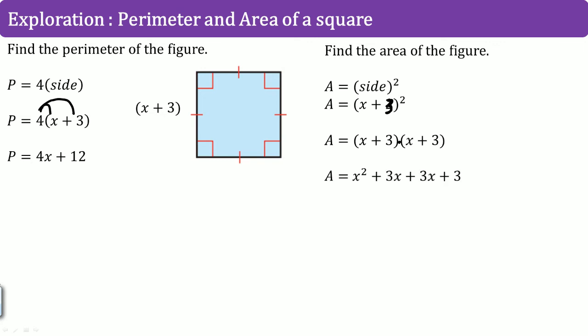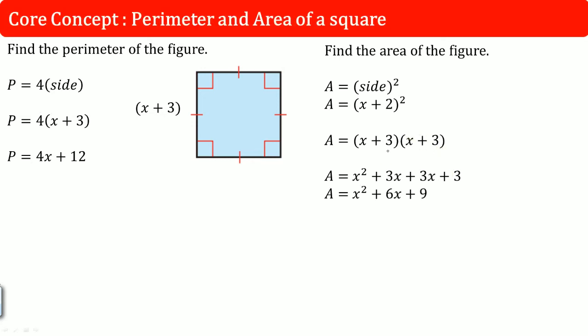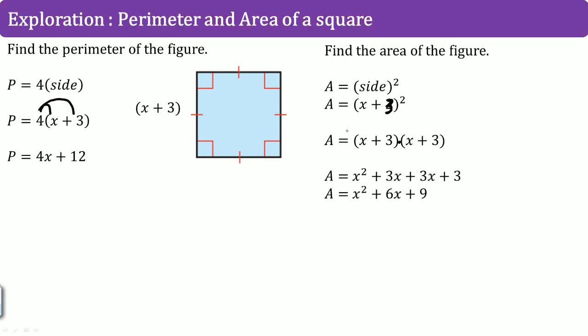X times x gets you x squared. X times 3 gets you 3x. 3 times x is 3x. And 3 times 3 is 9. Combine the like terms. 3x plus 3x gets you 6x. Notice it's the same thing as before. You just have to make sure you're using the right equation when you plug it in.